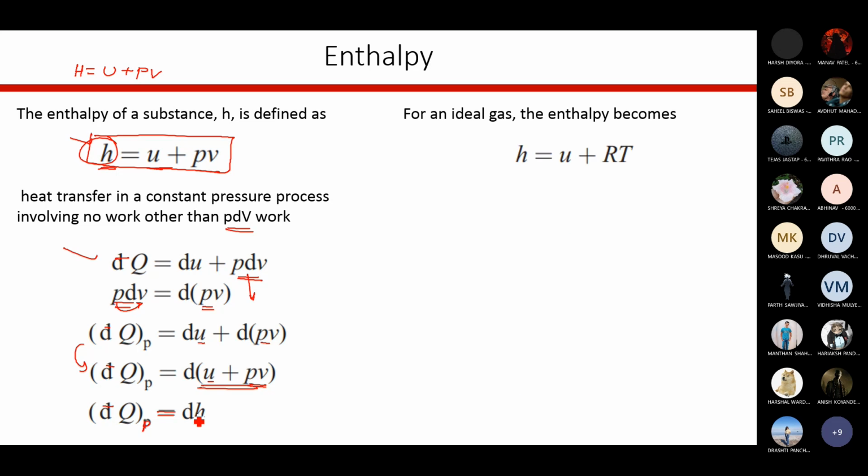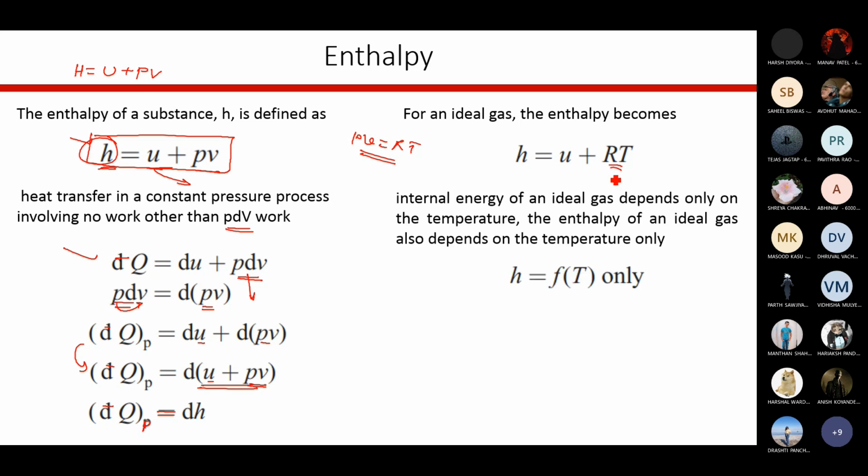For an ideal gas, how do I modify this equation? We know for an ideal gas I can use the ideal gas equation, PV is equal to RT. So this term is replaced by RT, h is equal to u plus RT. Now, the internal energy of an ideal gas depends only on temperature, as we talked about in the previous slide. Similarly, the enthalpy of an ideal gas will also depend on temperature only. So note down this functional relationship: for an ideal gas, enthalpy is a function of temperature alone. Note this down.